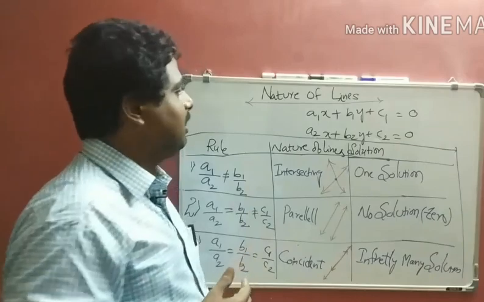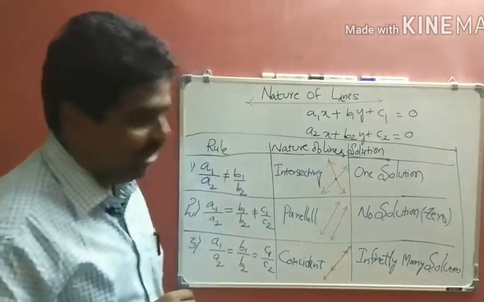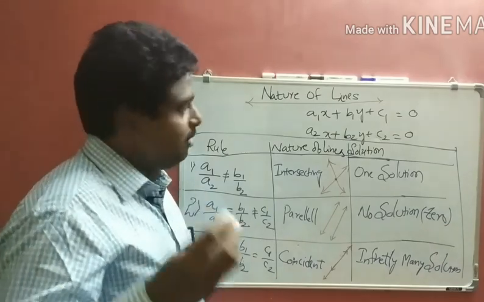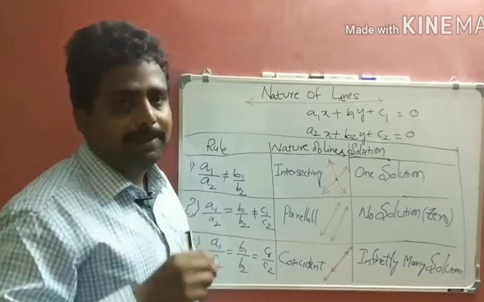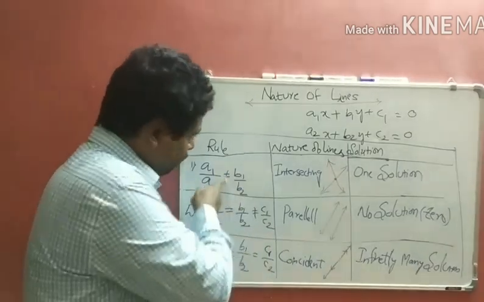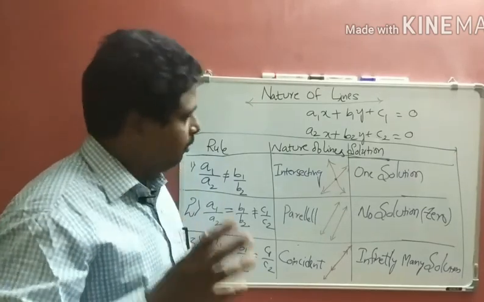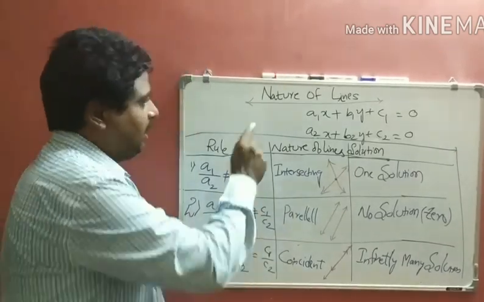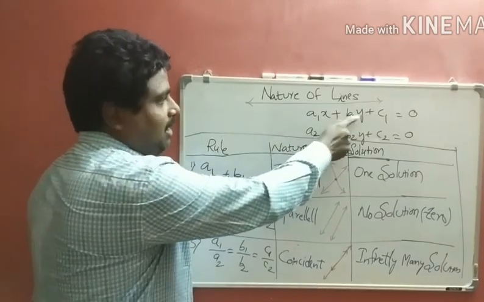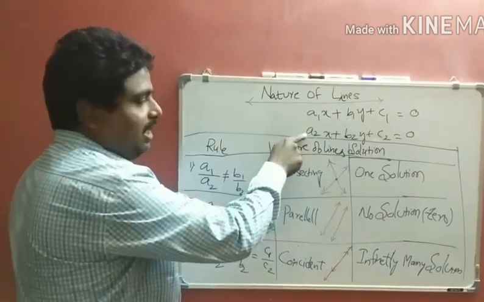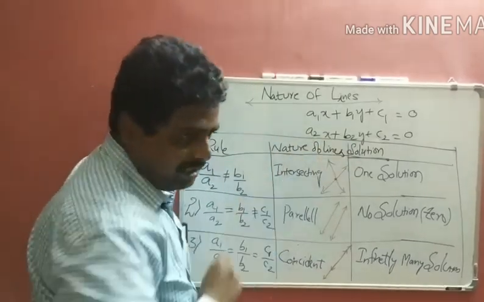So how can we guess the nature of the lines? I have written one table here. The first method of solving a pair of linear equations in two variables is the graphical method. In that graphical method, we get the proofs of the table. By drawing the graph itself, we can conclude the result. Now here the coefficient of x is a1 in the first line, the coefficient of y is b1, the constant is c1. In the second line, the coefficient of x is a2, the coefficient of y is b2, the constant is c2.